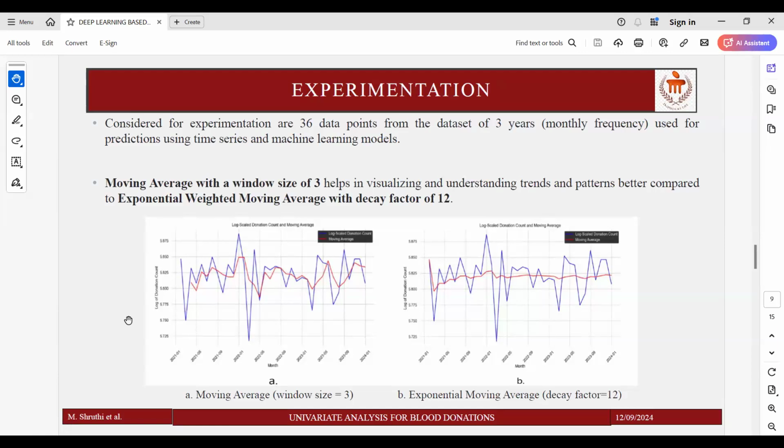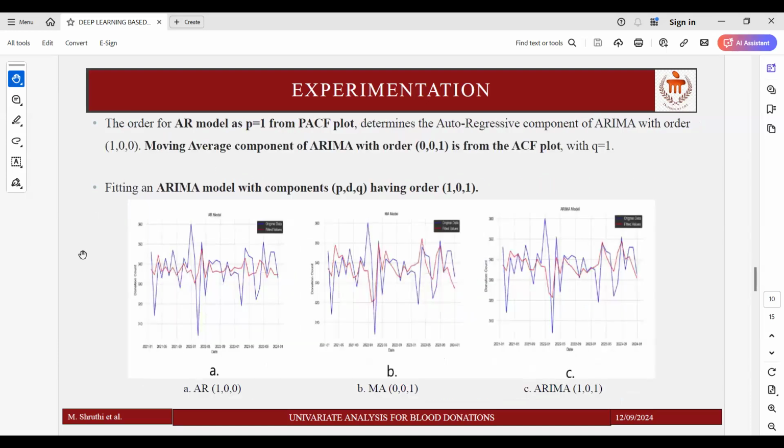So this is how the predictions are made. This is the moving average, the red color is a moving average, and this red color will be the exponential moving average predictions that are being made. The further experimentation was done based on autoregressive moving average and the culmination of these into an autoregressive integrated moving average.